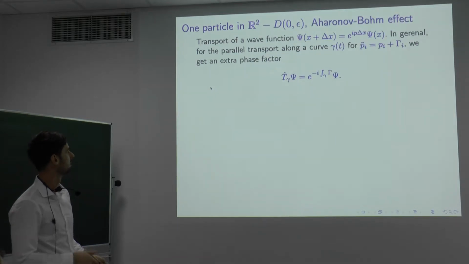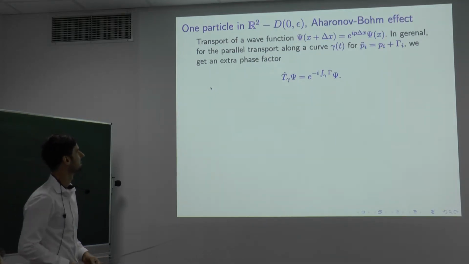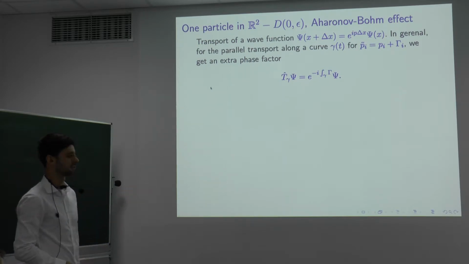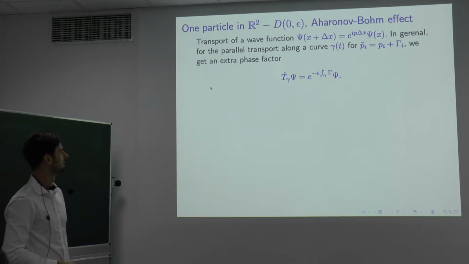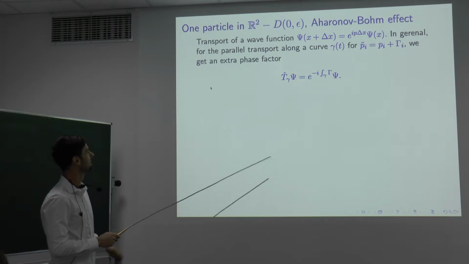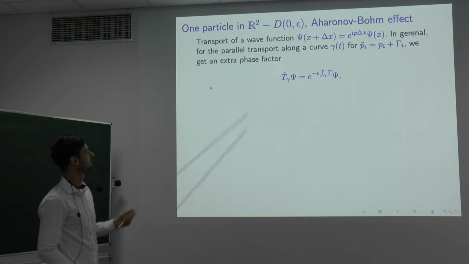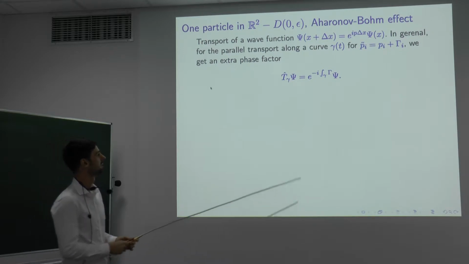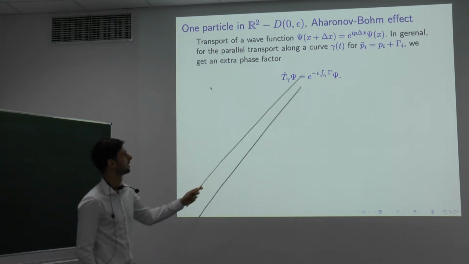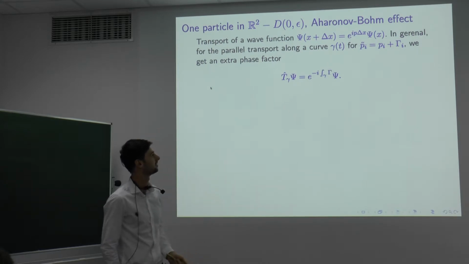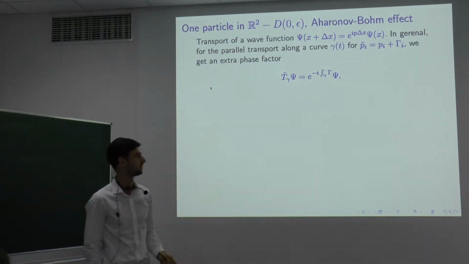However, if the topology is non-trivial, so for example, consider one particle in R2 minus some disk taken out. Then, in order to see this non-triviality, first recall that the transport of a wave function is generated by momentum. So if we take e to the i p delta x and we act with it on psi of x, then we get a shifted wave function.